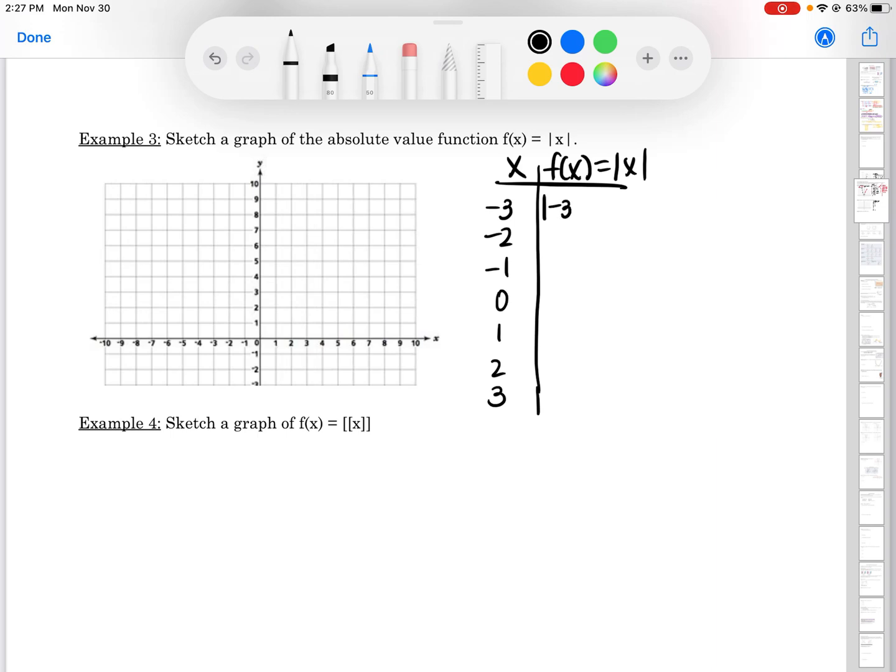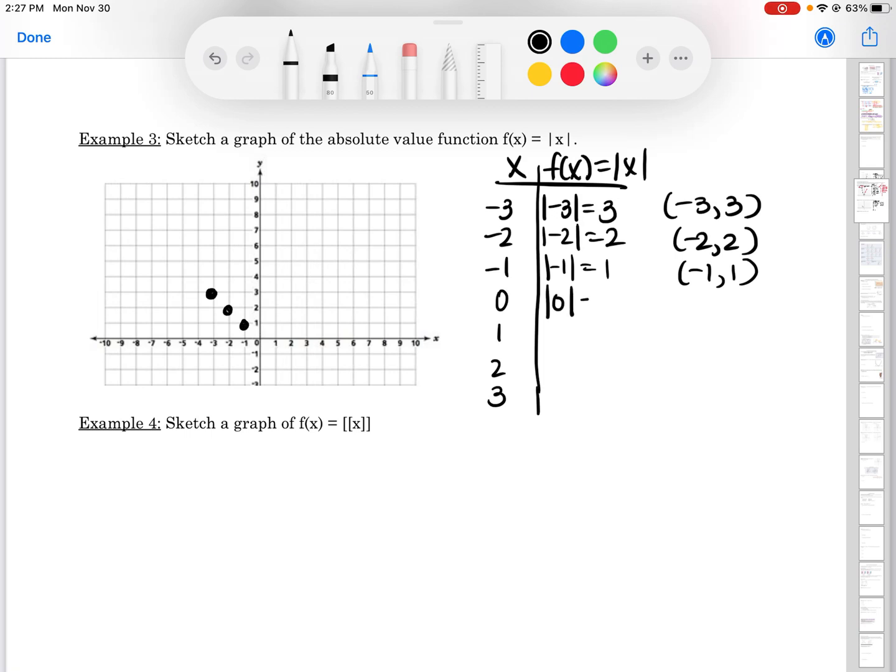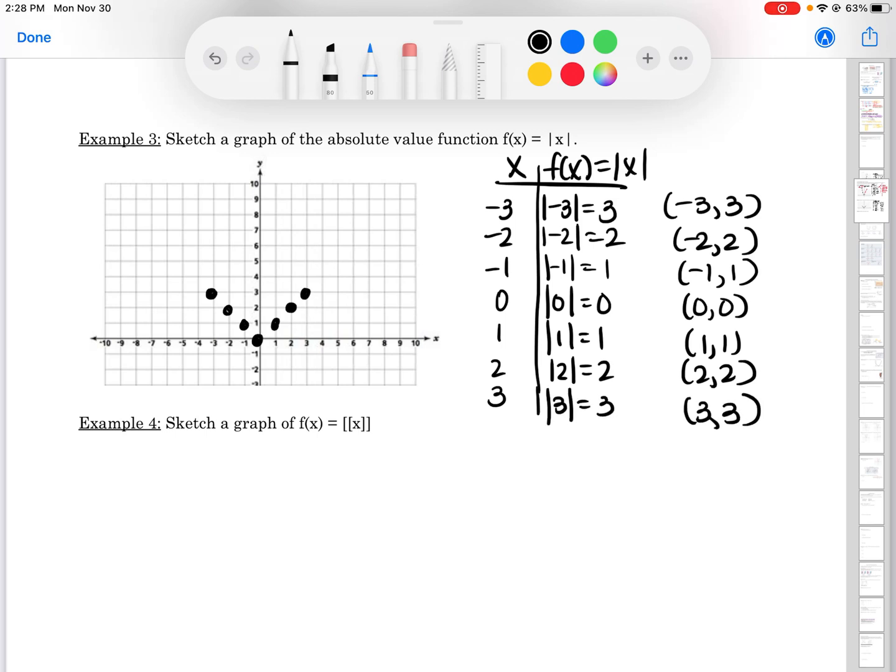So when I take the absolute value of -3, I get 3. So I'll have the point -3, 3. Absolute value of -2 is 2. So I'll have -2, 2. Absolute value of -1 is 1. So I'll have -1, 1. Absolute value of 0 is 0. So I'll have 0, 0. The absolute value of 1 is 1. The absolute value of 2 is 2. Absolute value of 3 is 3. So absolute value makes this sort of V graph.